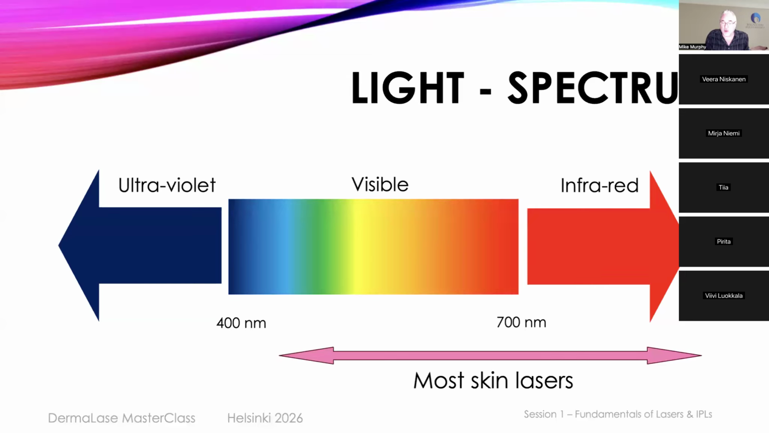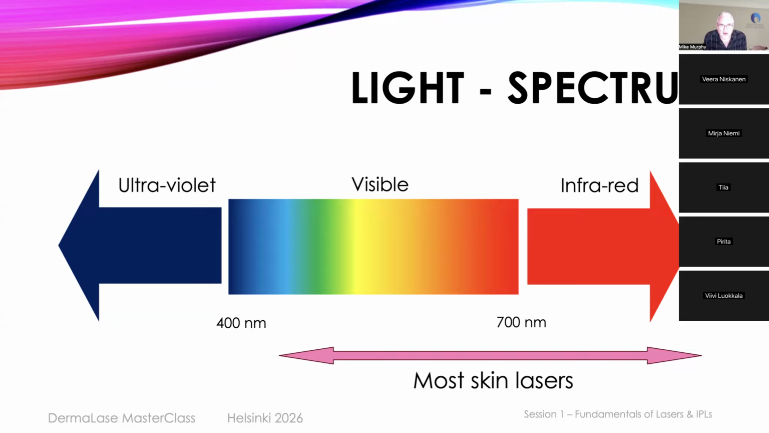So most skin lasers typically operate somewhere in this kind of region, from the far end of the blue through all the visible and into the near infrared. And then some lasers, like the CO2 laser, for example, go quite far out into the infrared at 10,600 nanometers. So typically that's the range of the lasers that we use, although you can get some ultraviolet.